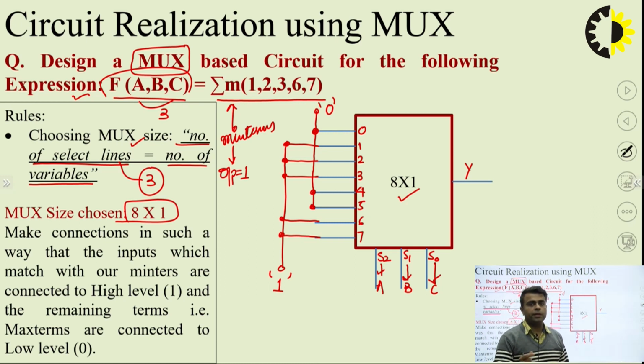In this way we can realize any expression using a multiplexer. We just need to have the minterms. If we are provided with an expression, we can convert that expression into minterms, and those minterms can be connected to logic 1, and the remaining terms, which can be referred to as maxterms, can be connected to logic 0.